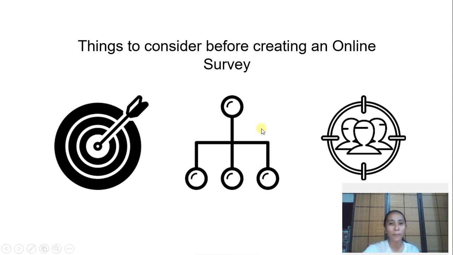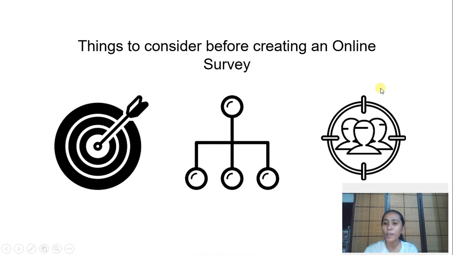So maybe the option would be a short answer wherein they will just type the school from which they are in, right? So you need to determine the structure of your online survey. And lastly, you need to know who your respondents are, because this is where limits come in, and I will explain this further. But basically, you should know who your respondents are.